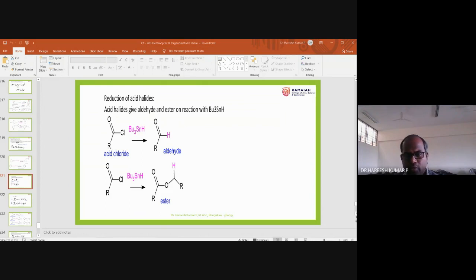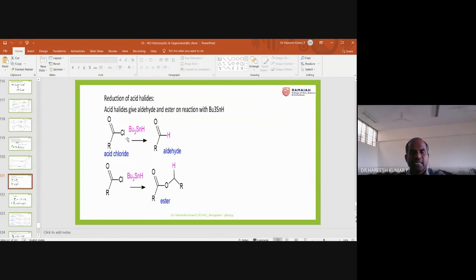Right. So continuation of organotins, more particularly the application of organotins in organic synthesis. So reduction of acid halides. Here, you know that RCOCl is called acid halides. This is RCOCl, which means acid chloride. So R may be an alkyl group or an aryl group.